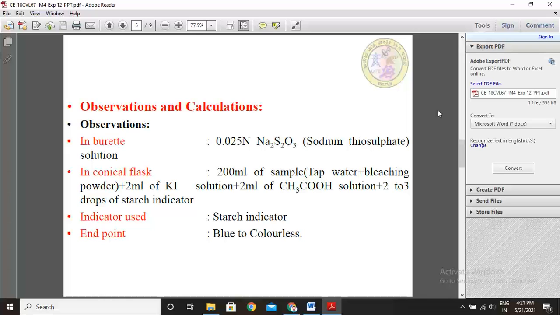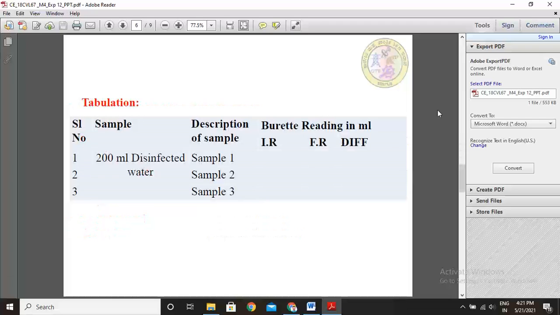So these solutions are present in the conical flask. Indicator used: which indicator is used here? Starch indicator. Endpoint is blue to colorless, which is required after titration.